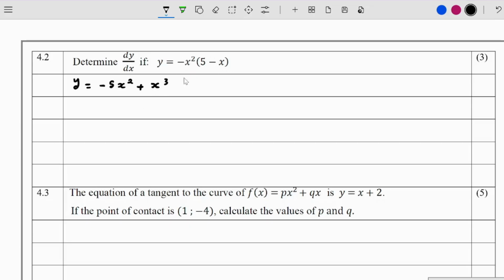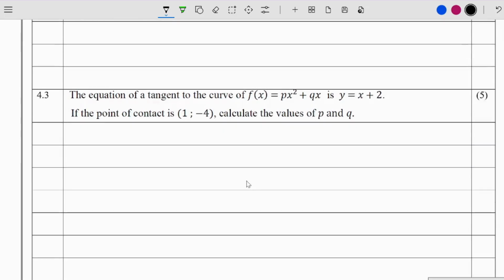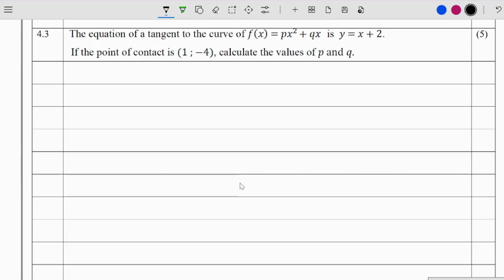You just multiply everything by x, and then now you can find the derivative. dy over dx is going to give us negative 10x, and then the derivative of this one is going to give us positive 3x to the exponent of 2. Done. You move on. And then now, the difficult one.